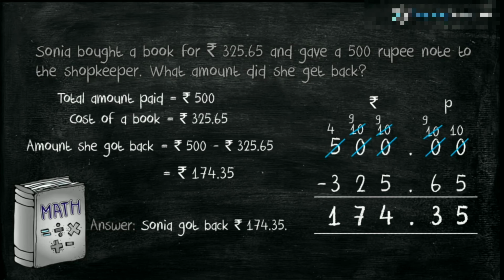Therefore, the answer is rupees 174.35. Let's write the answer statement. Sonia got back 174 rupees 35 paise.